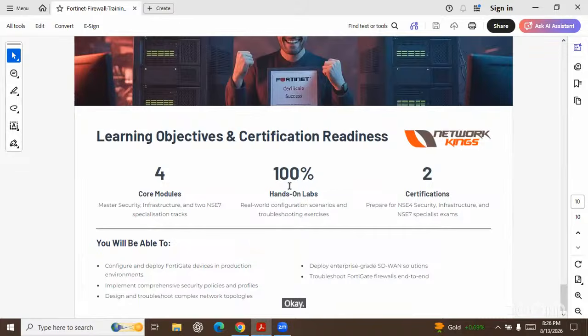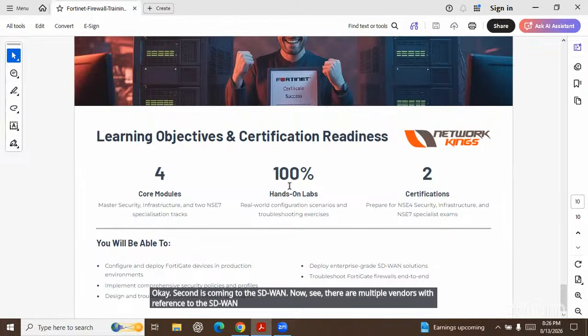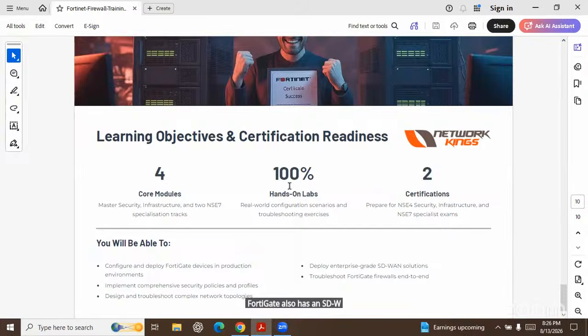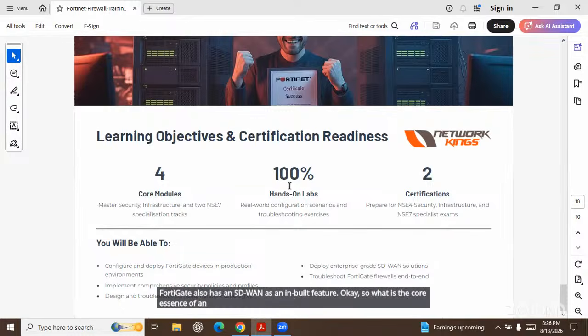Second, coming to SD-WAN. Now, see, there are multiple vendors with reference to the SD-WAN solution, right? FortiGate also has SD-WAN as an inbuilt feature. So what is the core essence of SD-WAN that is also met with reference to your FortiGate firewall?